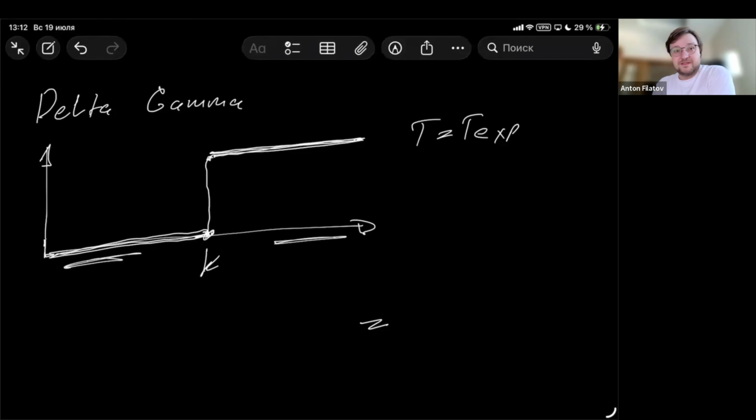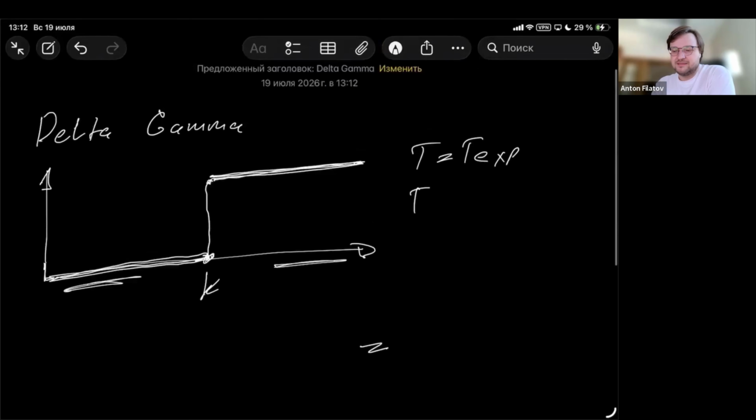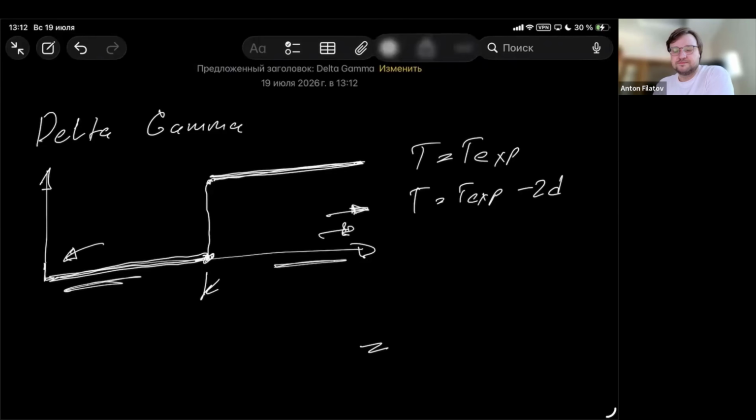Next, we have this delta for a call option. How does it look if it's time to expiry minus, say, 2 days? It can be seen easily that on the far ends, here and here, it will be the same, because 2 days doesn't change the probability of you being somewhere far away.